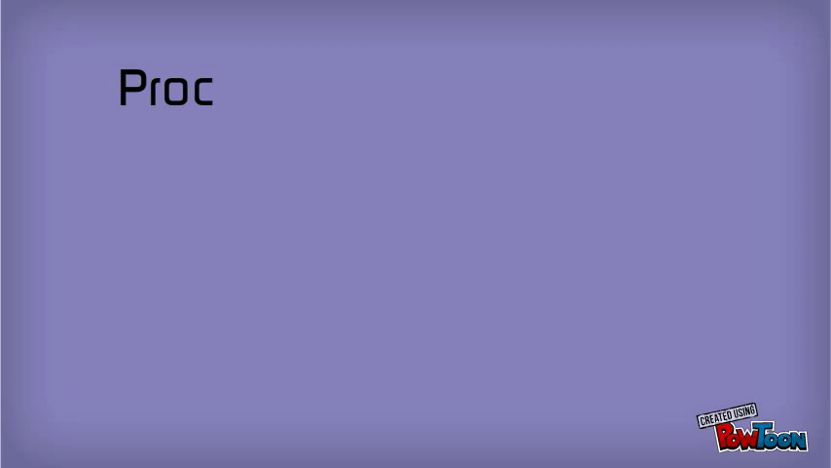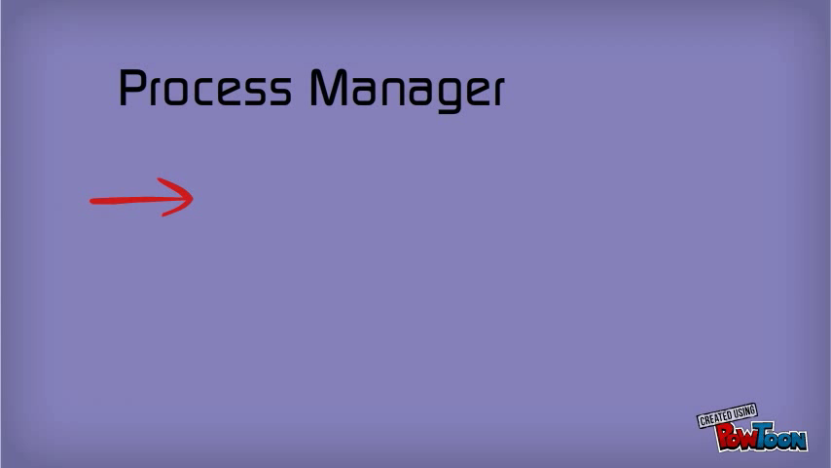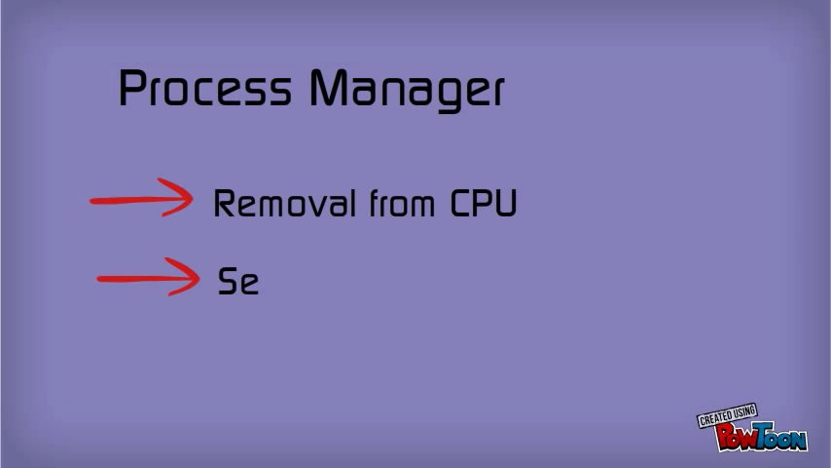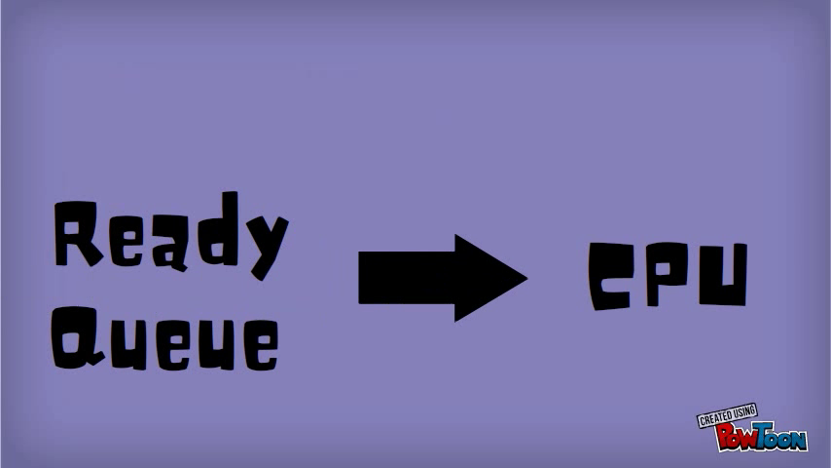Scheduling is the activity of the process manager that handles the removal of the running process from the CPU and the selection of another process on the basis of a particular strategy. In other words, it decides which of the processes in the ready queue is to be allocated to the CPU.